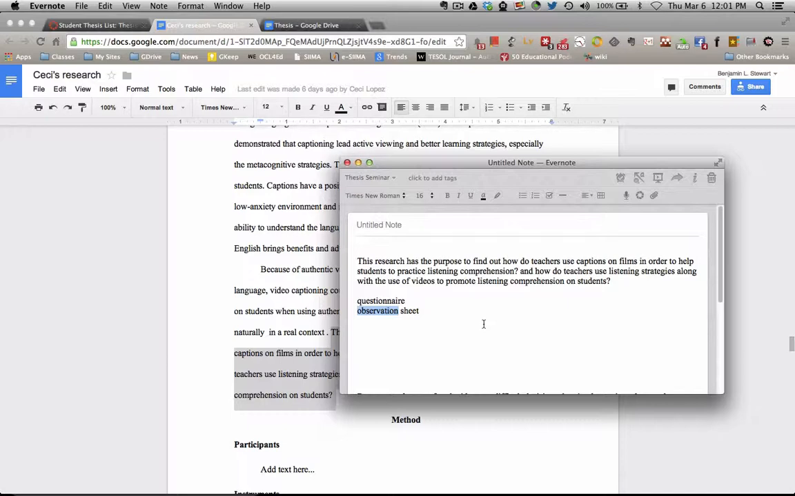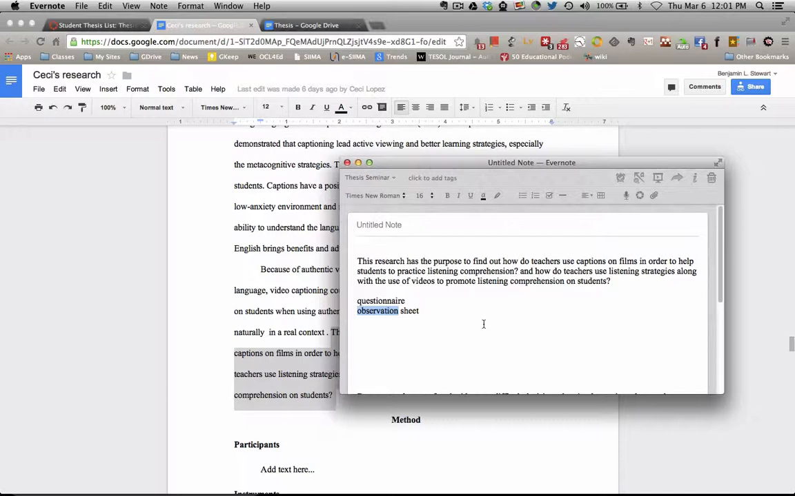Or it could also be in the questionnaire. You might ask a question: Do you plan? Do you write in your lesson plan video use or materials? Is that part of the syllabus? Do you have to include it in the syllabus? And then based on that, you can determine whether or not you need to analyze the syllabus.